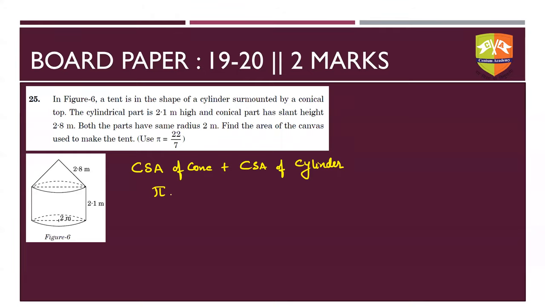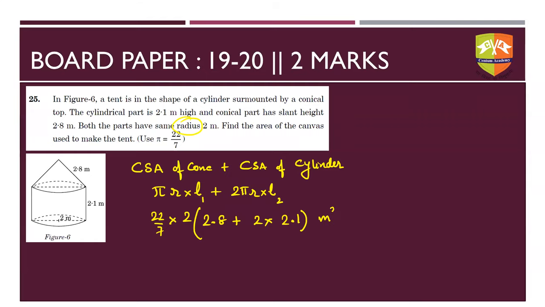CSA of cone is pi times R times L. And here, 2 pi R L. Radius is the same, but L1, L2 are different. So let's say this is L1, L2. Or pi R H, whichever way you want to write. So pi R L1. So pi is 22 by 7. And R is common. What is R, guys? 2 meter. So radius, not diameter, 2. L1 is the slant height, 2.8 meters. All are in meters. Plus, pi R is gone. Here, what will be left? 2 into L2, the height. Cylindrical part height is 2.1. And this will be in meter square.